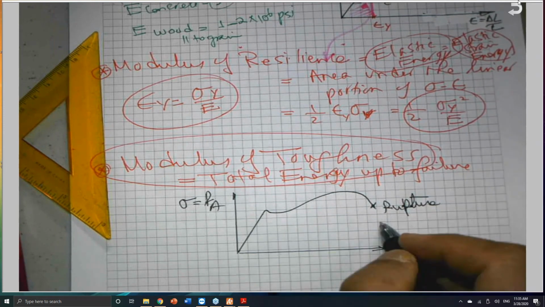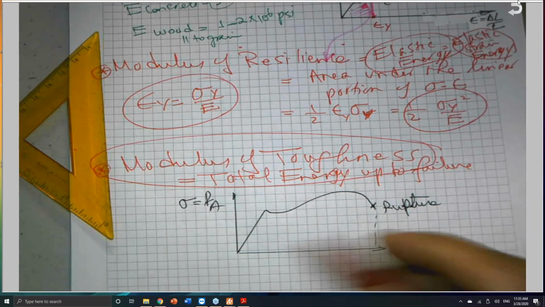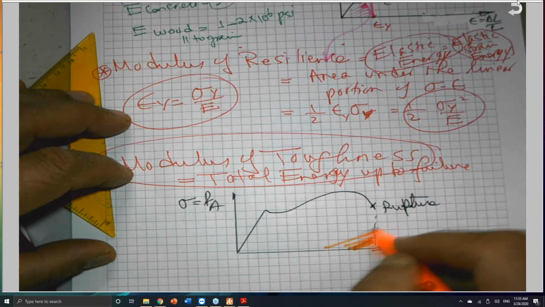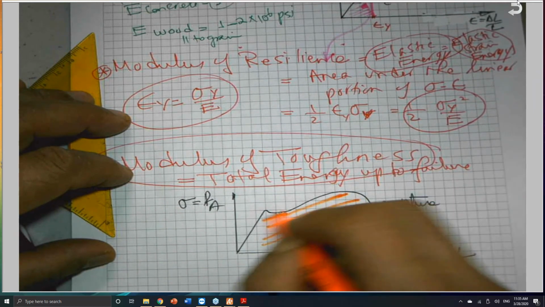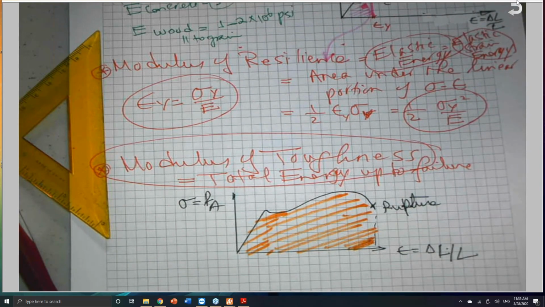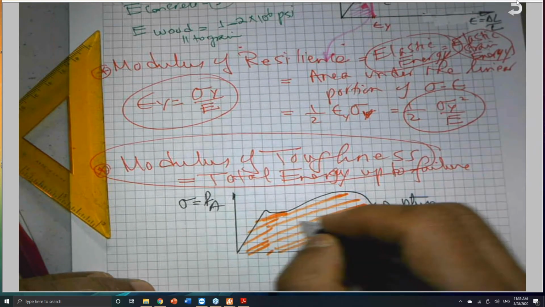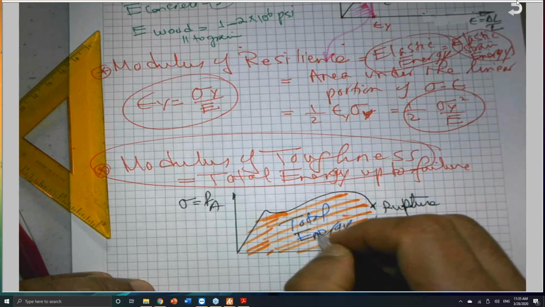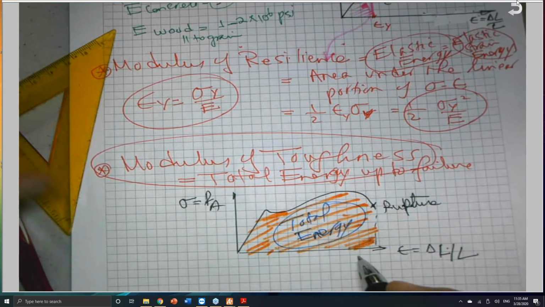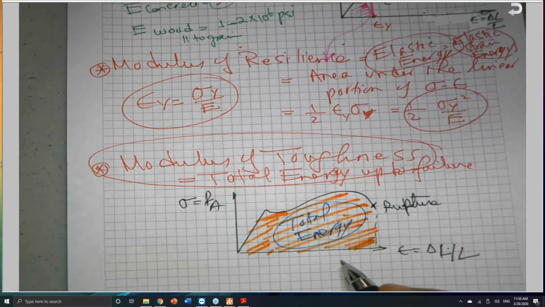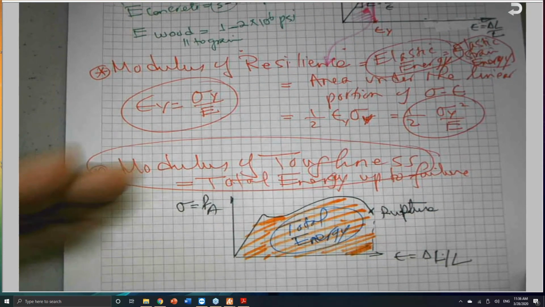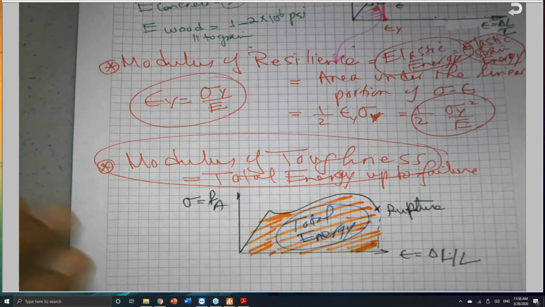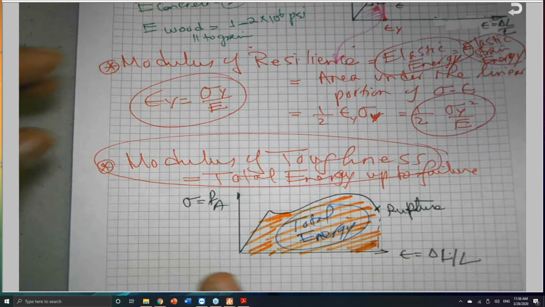He will give you some numbers. So the entire area under the stress-strain curve up to failure is what we call the total energy. This is very important in seismic design: the total energy, which is the entire area under the stress-strain curve up to failure. How much energy can be absorbed by the structure is very, very important, because the amount of energy is an indication of how much damage will happen to the structure during an earthquake.